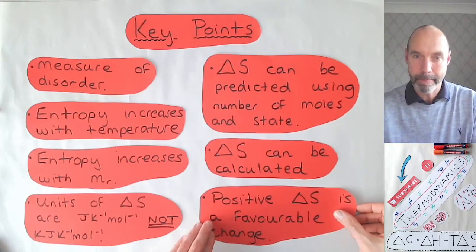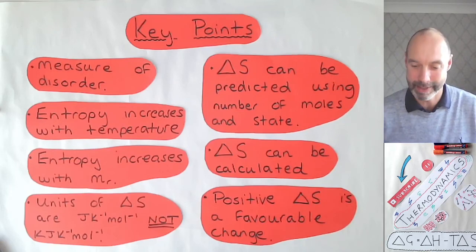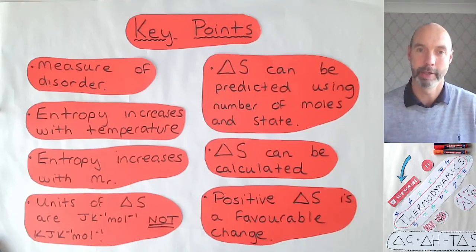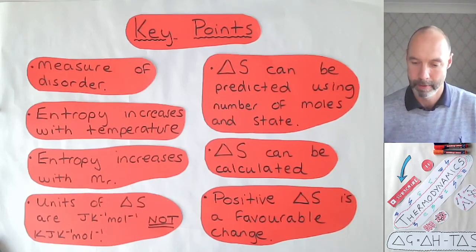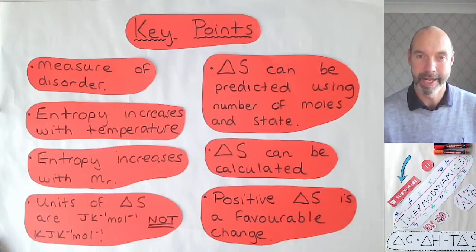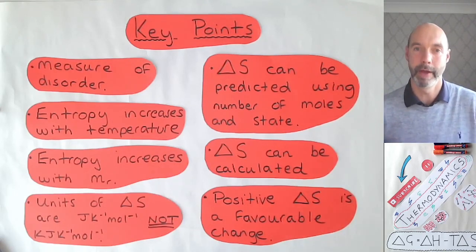And finally, a positive delta S is seen as a favourable change in terms of thermodynamics. So positive delta S is favourable, negative delta S is an unfavourable change.